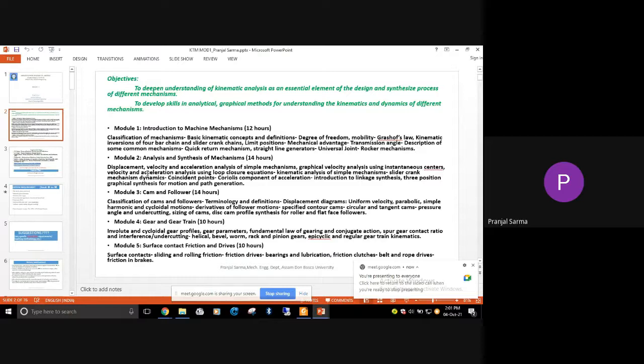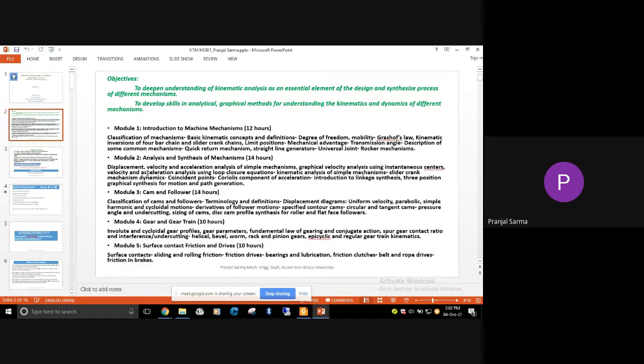And different initial concepts like link, pair, kinematic chain, mechanism, inversion of mechanism, and what the degree of freedom of a mechanism is and how to find it out. Those things we have already discussed, and we have checked different inversions of the slider crank chain, crank mechanism, double slider crank chain, etc. We have also discussed different terms like coupling, universal joint, etc. These are different joints which can be used to connect the driver as well as the driven shaft under different situations.